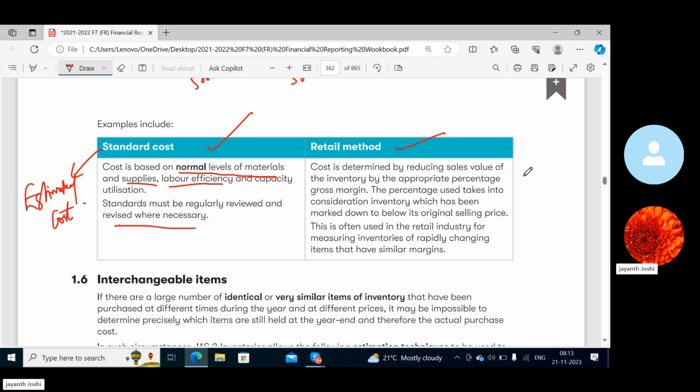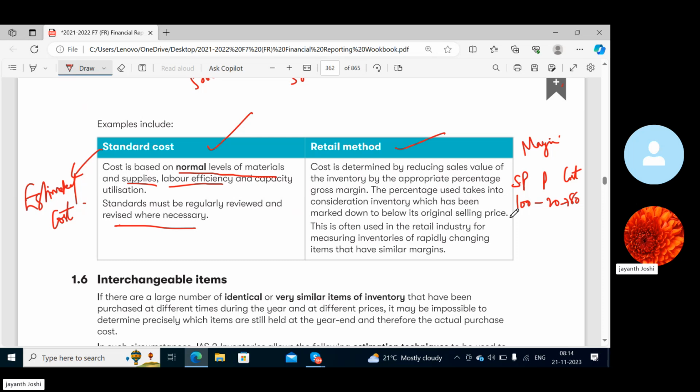Retail method is cost determined by reducing the sales value of the inventory by the appropriate percentage gross margin. So it is nothing but selling price 100 minus, let's say, 20% profit. We get 80 as cost. This is margin. There is also markup, right?